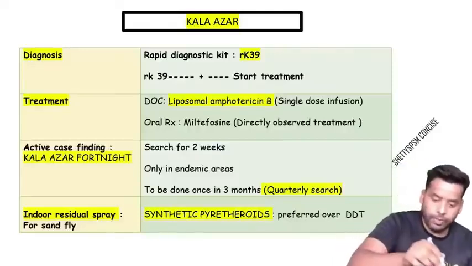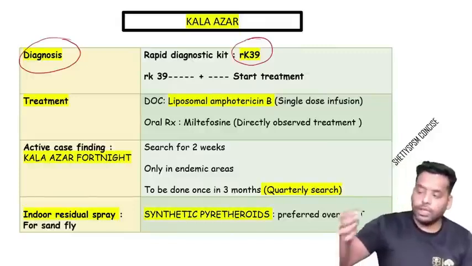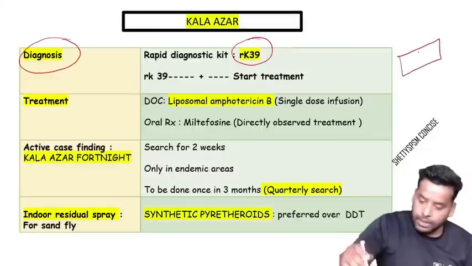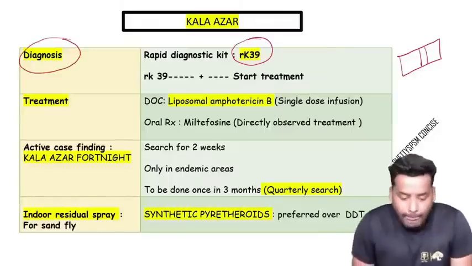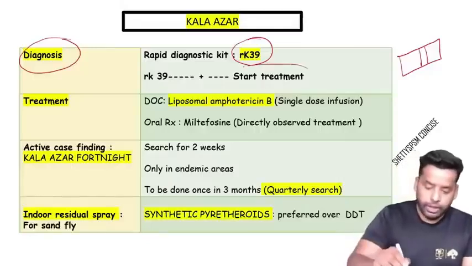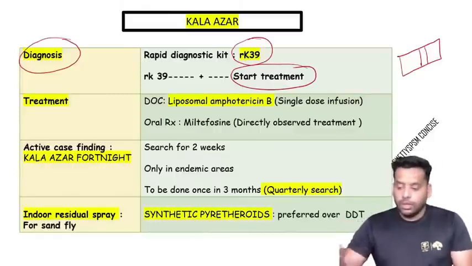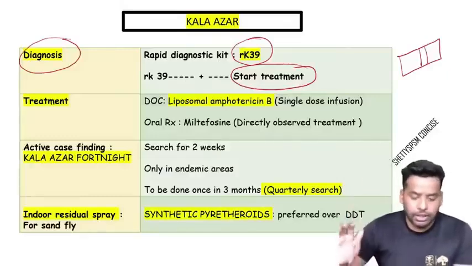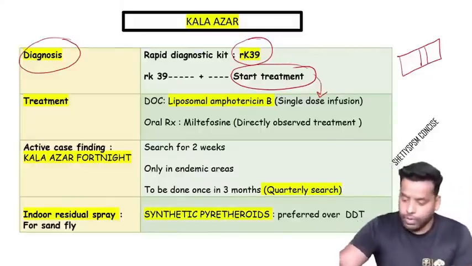Kala-Azar diagnosis. If the patient is a Kala-Azar suspect, we do one test with one drop of blood. We get 2 lines. The test is called a rapid diagnostic kit, RK39. If it is positive, start treatment. No need for any confirmation, no need to go for biopsy, no need for bone marrow aspiration, nothing. Just start treatment. The drug of choice for Kala-Azar is LAM, liposomal amphotericin B.